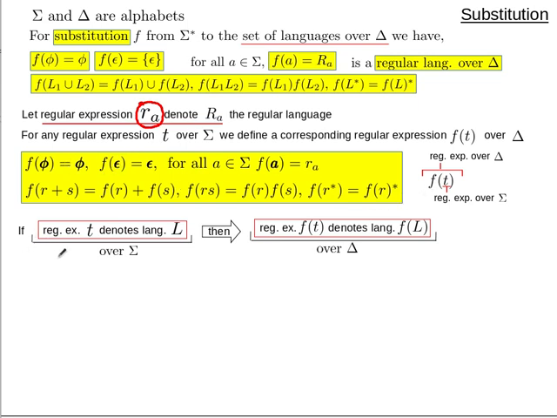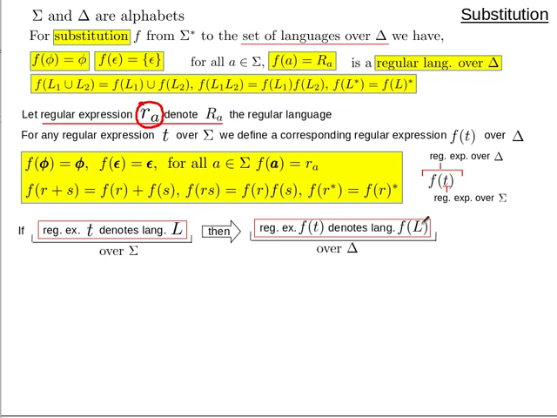So now we prove that if t denotes a language L, then f of t, so again t is a regular expression and you get back another regular expression, is the regular expression which denotes this language f of L. Once we have that, we see that f of L must be regular because it is expressed by a regular expression, right? So this as a corollary tells you that if L is regular, then f of L is regular.